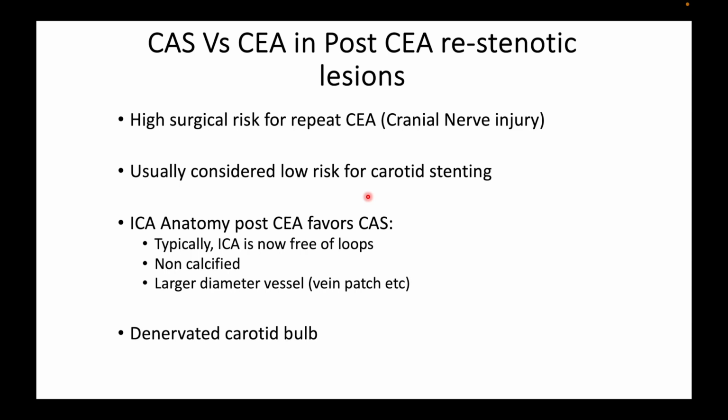Typically, the loops that we see in the internal carotids are straightened out after surgery. Now the lesions are non-calcified, calcium is gone, and these are relatively larger diameter vessels because usually they get a vein patch, etc. The other benefit is these are now denervated carotid bulbs, so the requirement for atropine is also reduced.